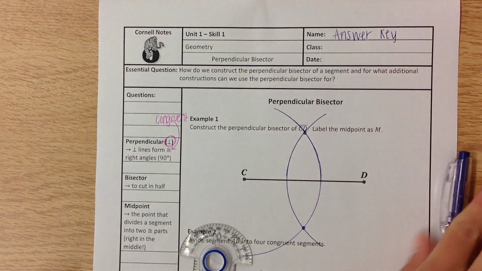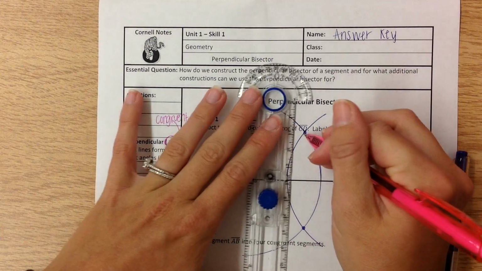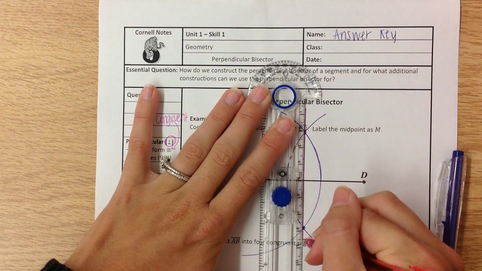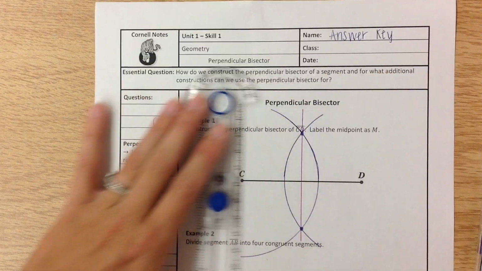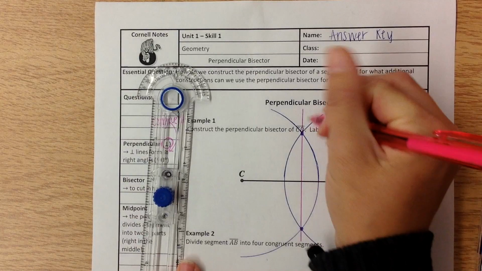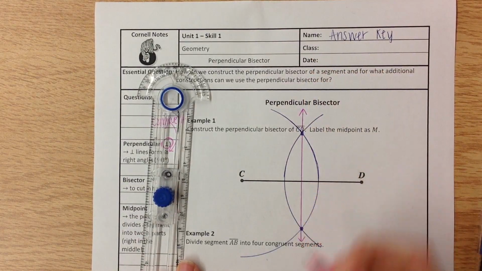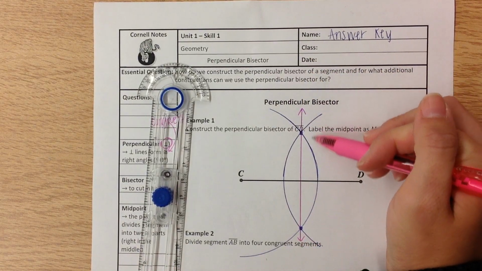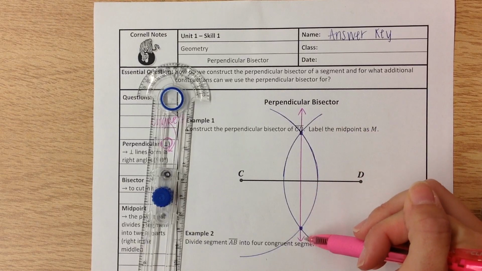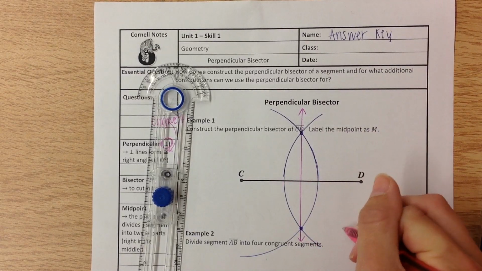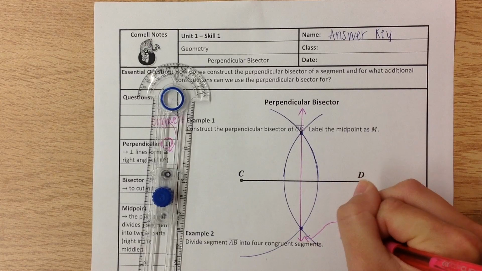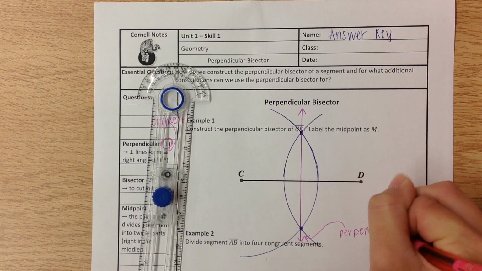Sometimes we'll put labels on them like A and B or other letters, but I don't need to here. The last step is to connect them, and I'm going to connect through them. I go beyond it, just a little bit above and below, and I'm going to cap it with arrows. That line that I just made is the perpendicular bisector. Maybe you want to draw yourself a little note here: this is the perpendicular bisector.